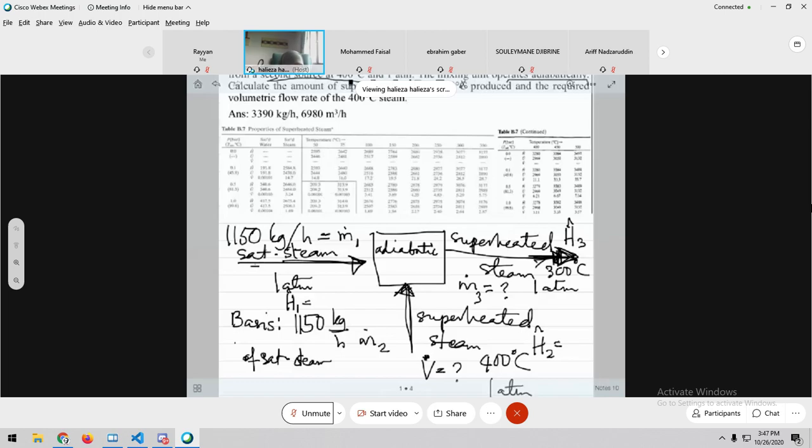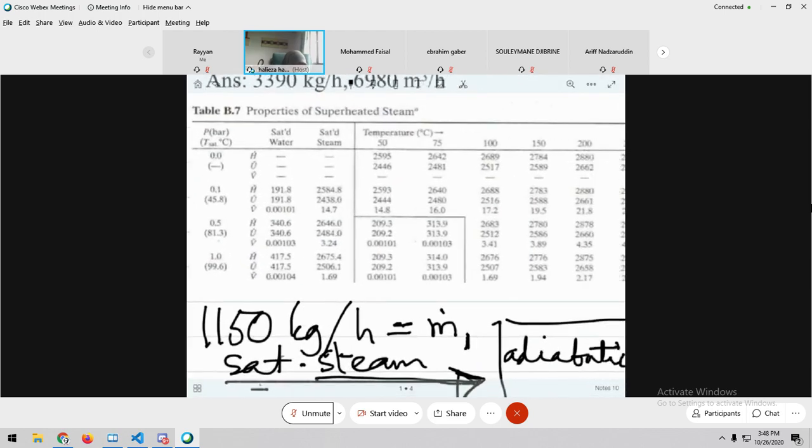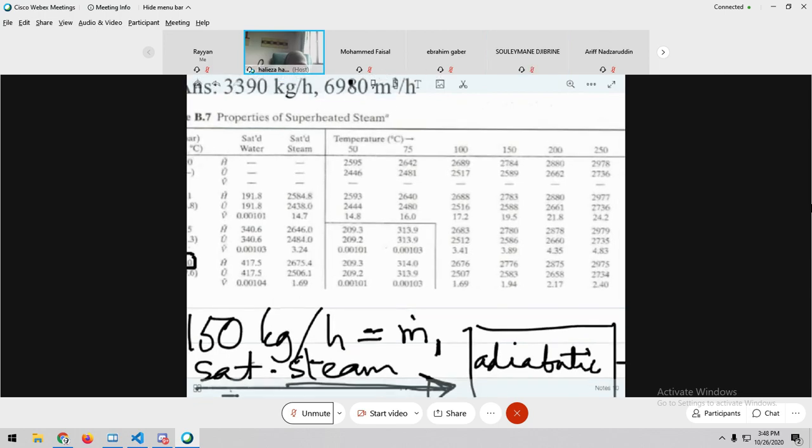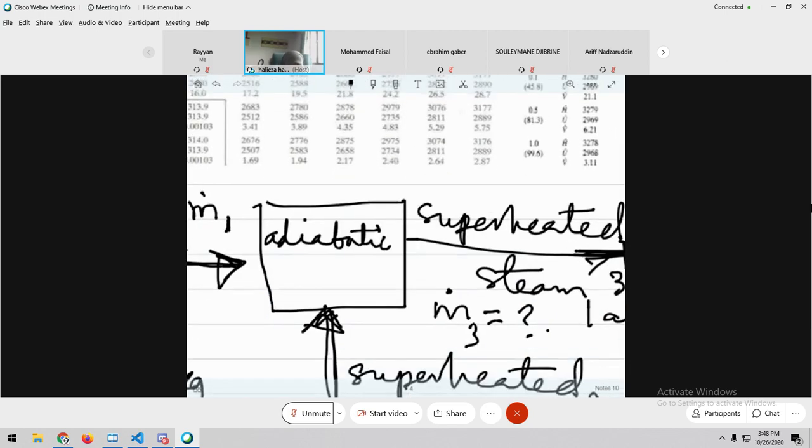Okay, let's look at the enthalpy for saturated steam at 1 atm. Zoom out. This is roughly 1 atm, even though it's 1 bar. So what is the saturated enthalpy of steam at 1 atm? Anybody? Can you read the values? 2675.4. Yeah, that is it. 2675.4.